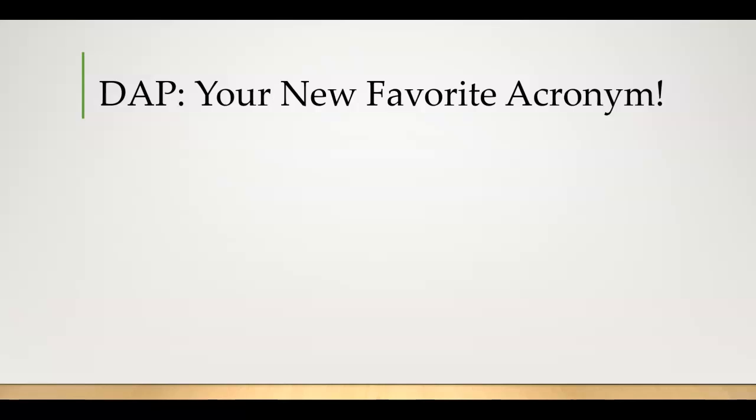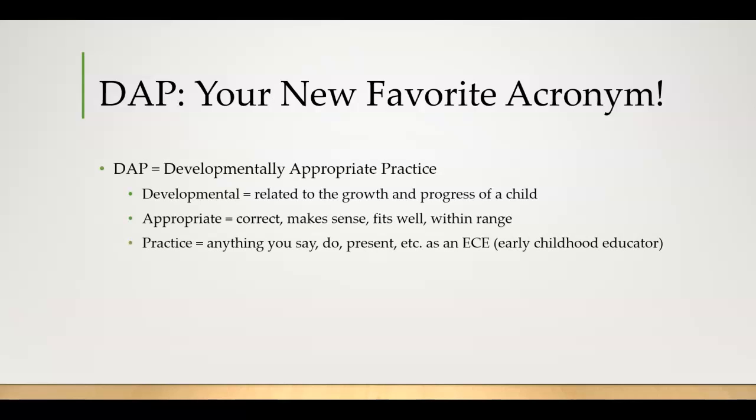All right, so one of our 3 textbooks is called the DAP, and you're going to hear that acronym a lot in your early childhood program. So why is that? Well, DAP stands for Developmentally Appropriate Practice. Developmental, let's break this down one word at a time. Developmental, meaning that it's related to the growth and progress of a child. Appropriate, meaning that it's correct or makes sense, it fits well, it's within some specified range.